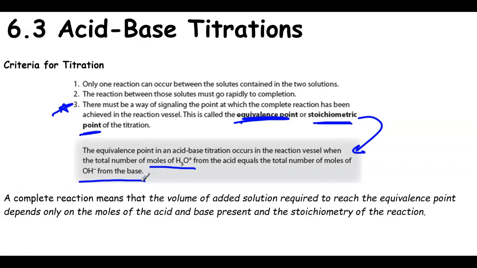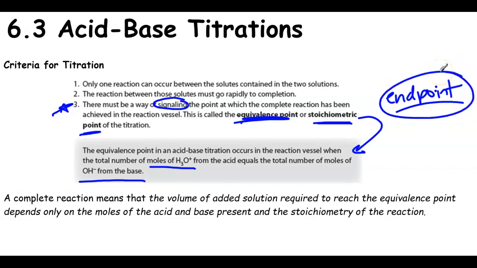So when you're looking at the volume added, you're looking at how much had to be added in order to reach this equivalence point. Now, this way of signaling is actually what an end point is, which we will get to. That's where you add an indicator, which will change colors at that point where you reach equivalence. So the equivalence point is mathematically where you have your equivalent moles reached. The end point is a visual cue or signal to acknowledge that.